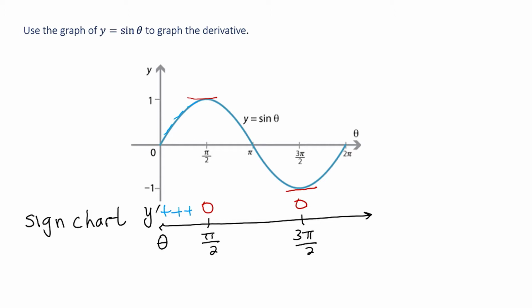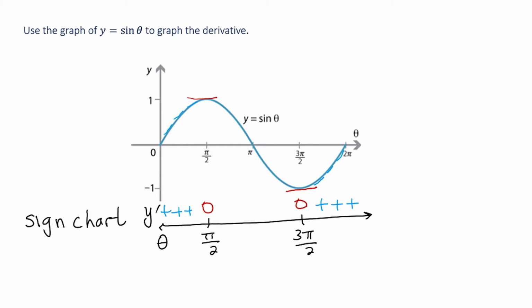That happens again from 3 pi over 2 up to 2 pi, where the graph rises. If it rises and you draw tangent lines anywhere along there, that slope is going to be positive, and that tells me the derivative is positive.